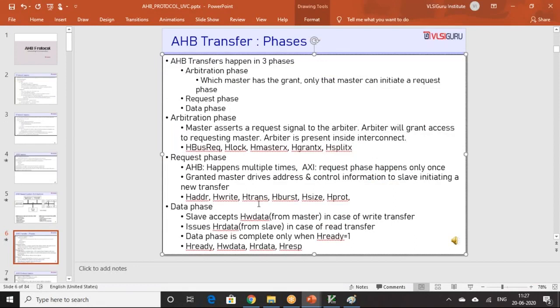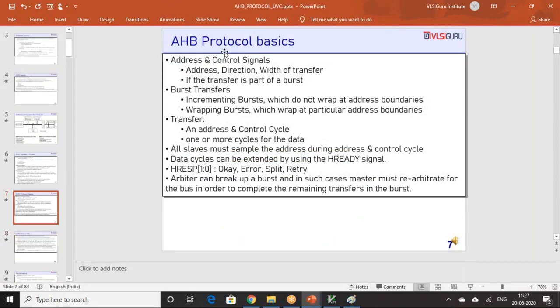H address, H write, H trans, H burst, H size, H prot, like that. Okay, some more basic concepts about AHB. You can divide the signals into address and control signals: address, direction, width of the transfer, and whether the transfer is part of a burst.